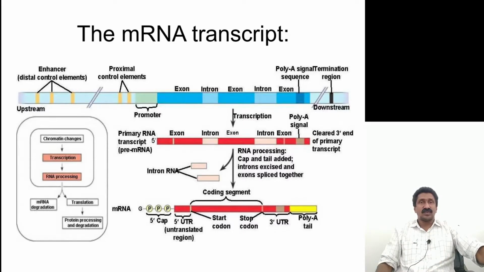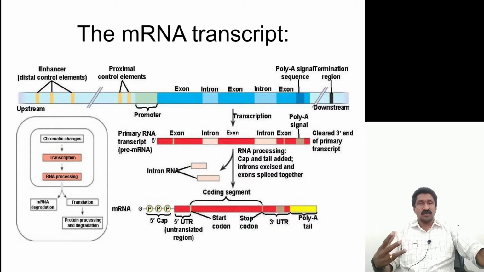Now these are the different exons, with introns in between the exons, and finally there is a poly A signal sequence, which will be recognized by the processing system, and the excess region downstream will be removed from this point, and the poly A tail will be added by recognizing the poly A signal. And there is a termination sequence, which is used for termination of transcription, present downstream of the gene.